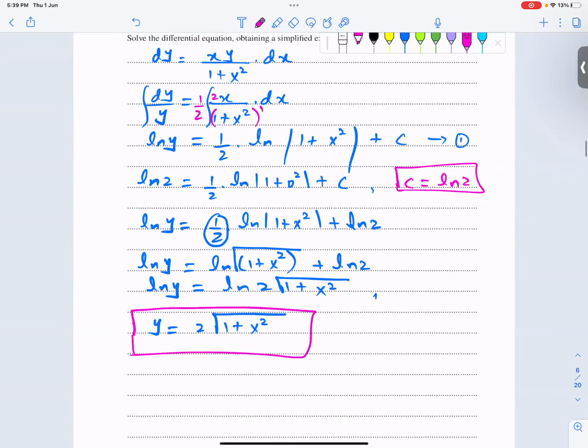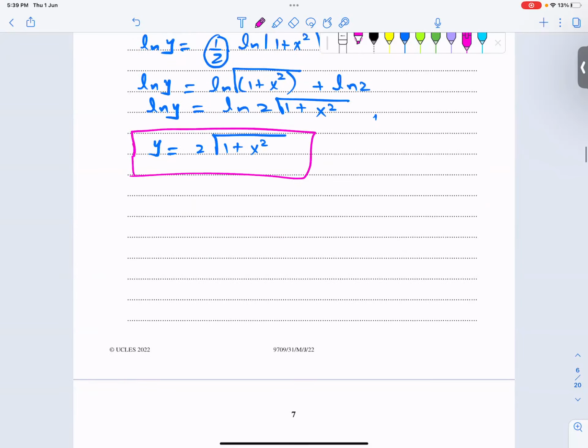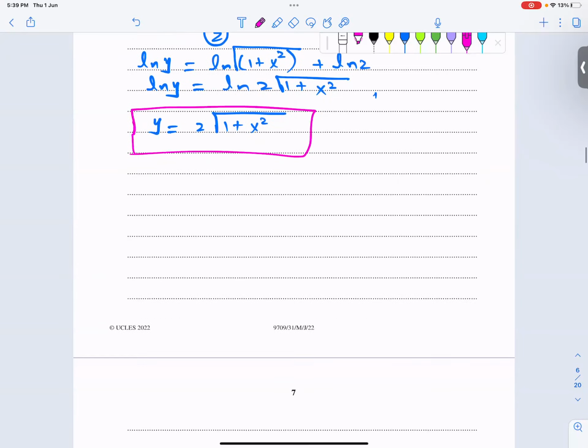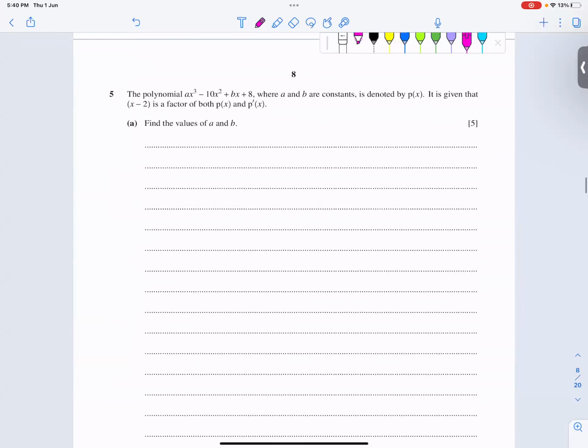Solve the differential, okay? This is the answer: y is equal to 2 times the square root of 1 plus x square. So anyway, this was just the extra page. Now come to question 5, the polynomial. This, where a and b are constants, is denoted by p of x. It is given that x minus 2 is a factor of both p of x and p prime of x.